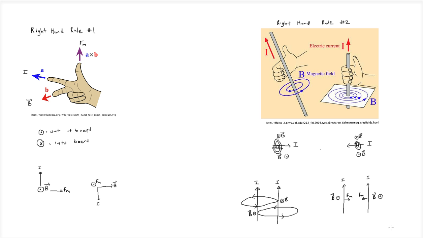I now have direction of current and magnetic field, so I can use the first right-hand rule and find the force, and you'll see that the force is going in for both. So two parallel wires will attract from the magnetic force.